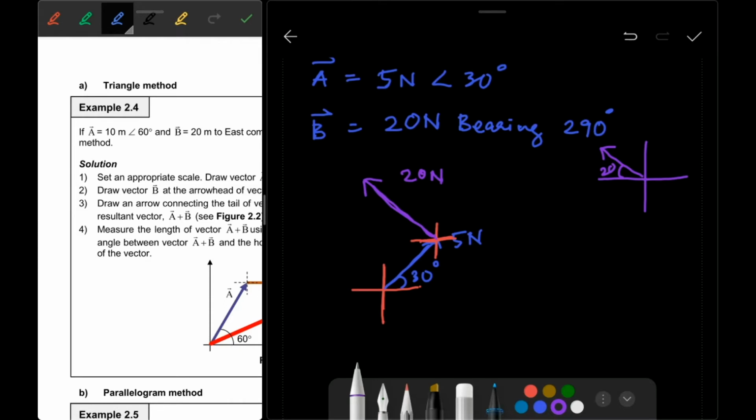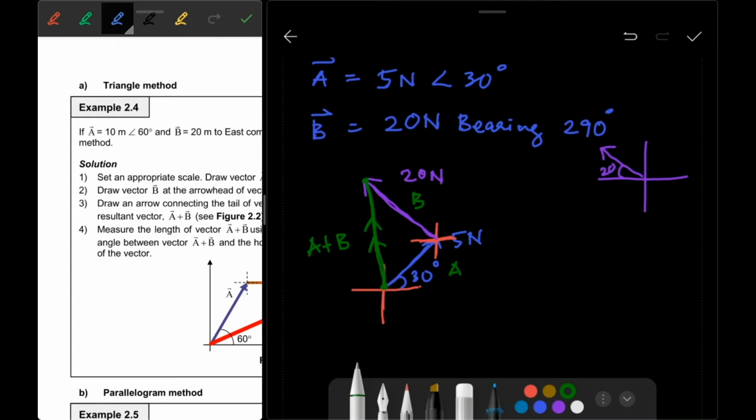Now you draw the resultant. Start from the tail of vector A to the head of vector B. So you draw from here to here, and this is A plus B. You start from the tail of the first vector and make a straight line to the head, or tip, of the second vector. This will be the resultant of vectors A and B.